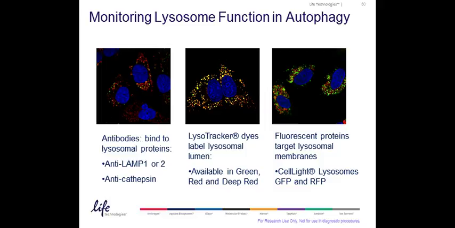Various organic dyes can be used to label lysosomes. Some of the more commonly used ones are LysoTracker dyes. These are lysosomotropic compounds that accumulate in acidic structures, and we have them available in green, red, and deep red versions. So those are fluorophores that fit in the FITC, TRITC, and Cy5 type channels, and are very useful for multiplex analysis in living cells. Fluorescent proteins can also be used to target lysosomal membranes, and these commonly are GFP or RFP chimeras against LAMPs or LIMPs.